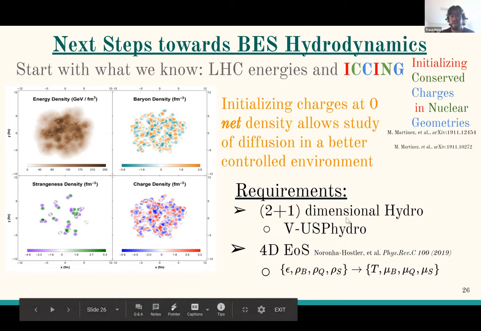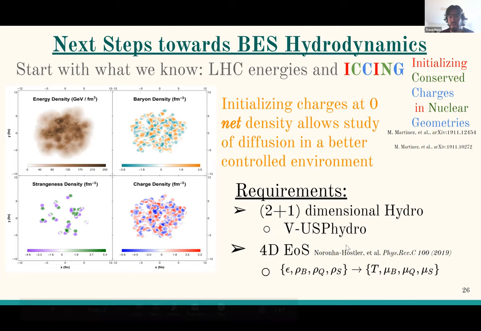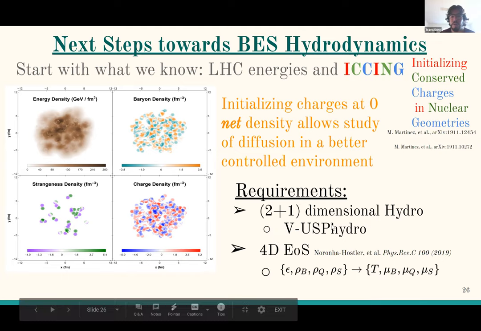And for that, we require 2+1 hydrodynamics. So here we're going to use the SPH of VUSB hydro and a four-dimensional equation of state. This four-dimensional equation of state gives us a mapping between epsilon and all the BQS charge densities to T and the chemical potentials.